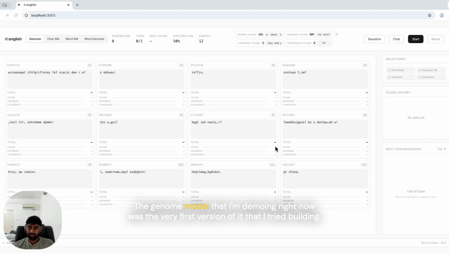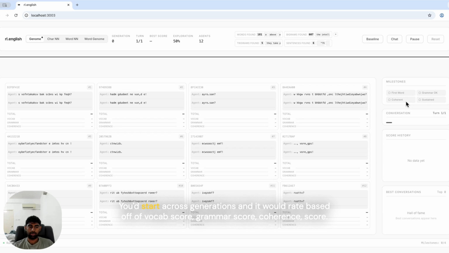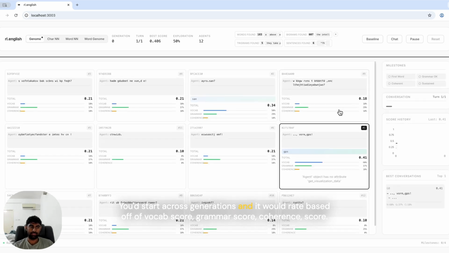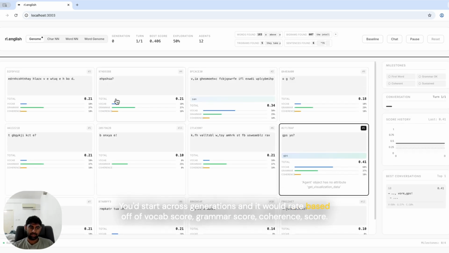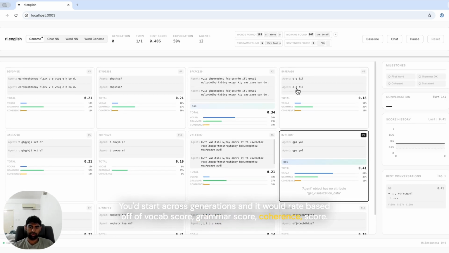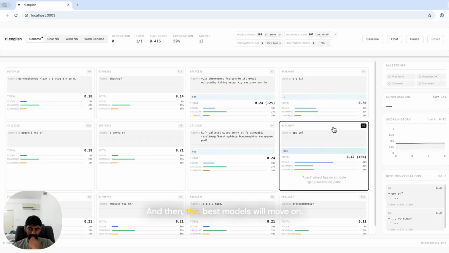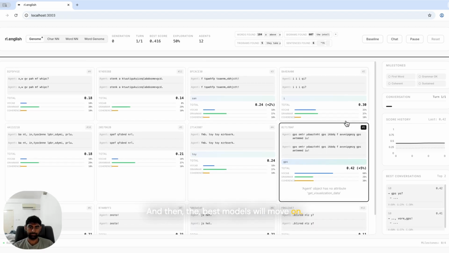The genome model that I'm demoing right now was the very first version of it that I tried building. It had keyboard access. You'd start across generations and it would rate it based off of vocab score, grammar score, coherence score, and then the best models will move on.